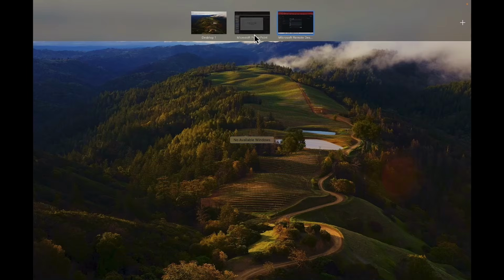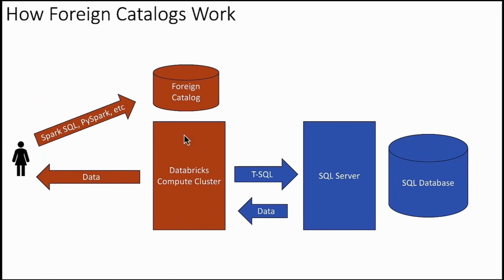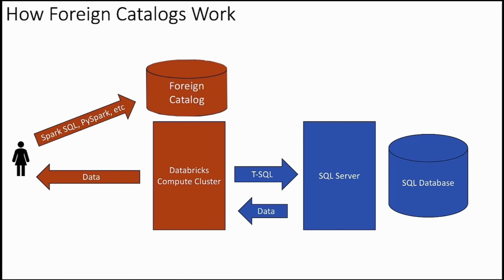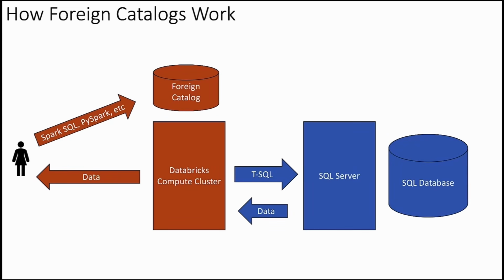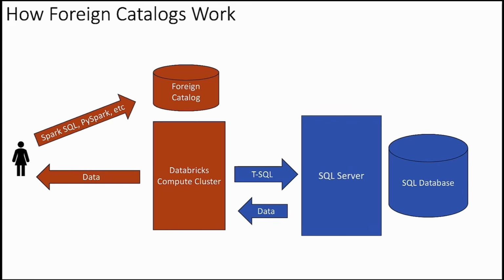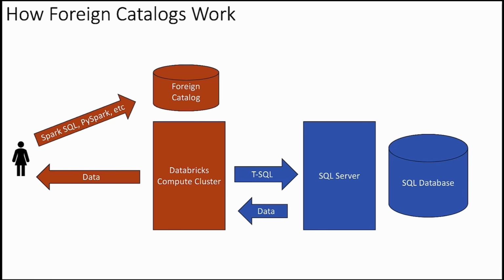And what is happening here? Let me share with you what's happening, okay? If you're a user and you use Spark SQL or PySpark or whatever on the foreign catalog, a Databricks compute cluster translates what you're doing to Transact SQL, goes to the SQL server, grabs the data, hands it back to you, and so what is happening is that all of your requests are going through Unity Catalog and the Databricks compute cluster and getting translated. Why would you do that?